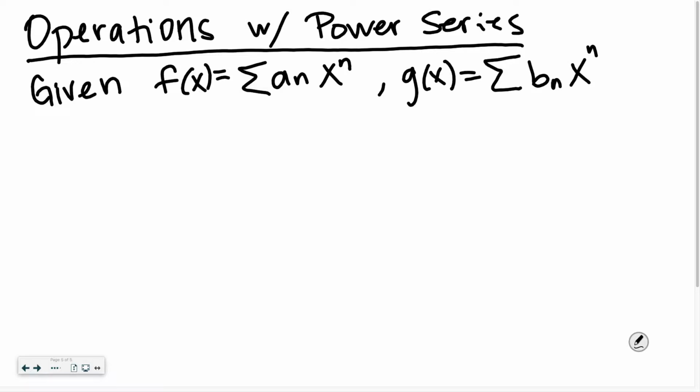Okay, I want to talk about operations we can do with power series. So let's say we have a series a sub n x to the n, and then we have a second series b sub n x to the n. And each of these series are representing functions. Notice how the first equals f of x. That means it's a function that we're representing as a series. And then the second one equals g of x. It's a function we're representing with the series.